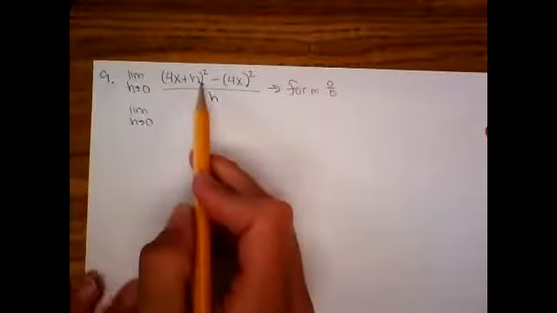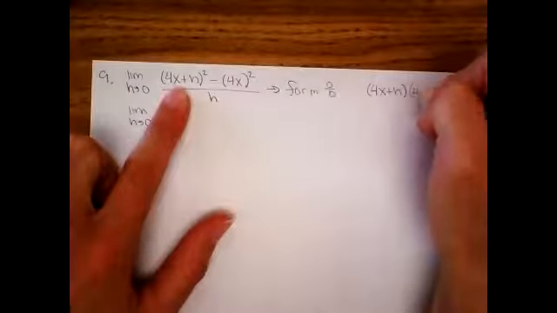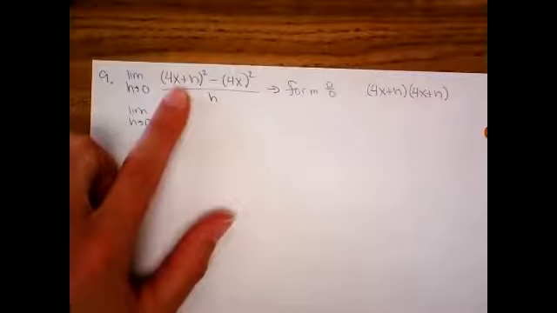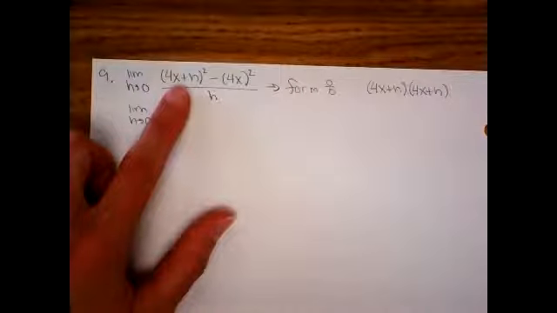So (4x plus h) squared, that means 4x plus h times 4x plus h. I wrote that off to the side. You can if you want. If you're capable of doing it in your head, that's fine too. You don't have to write. It's not like a requirement. I'm just showing you what that would be.